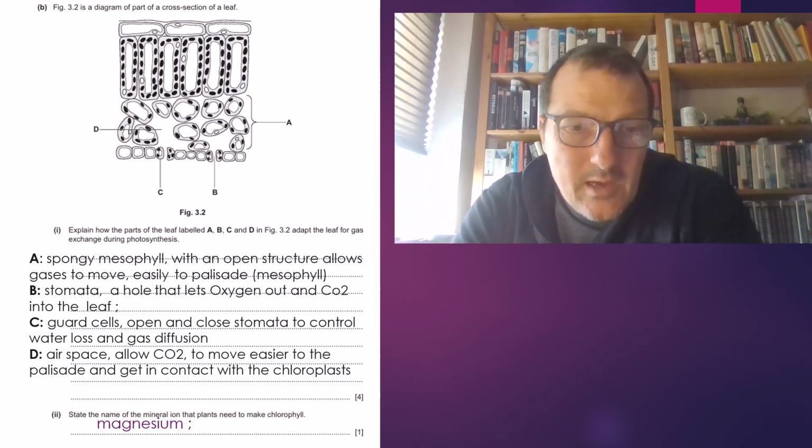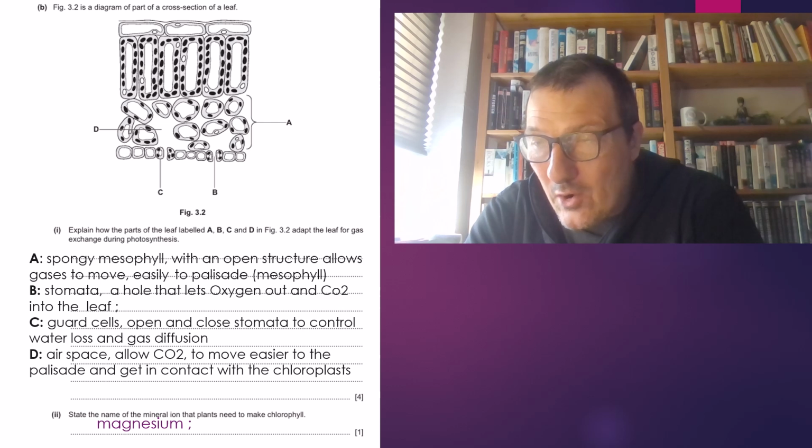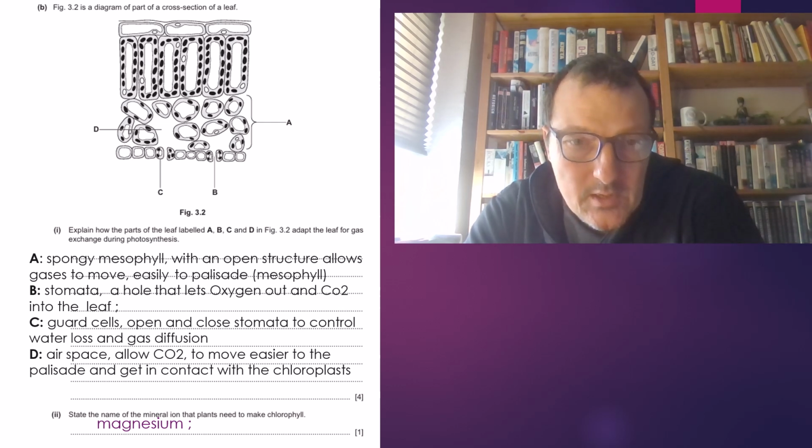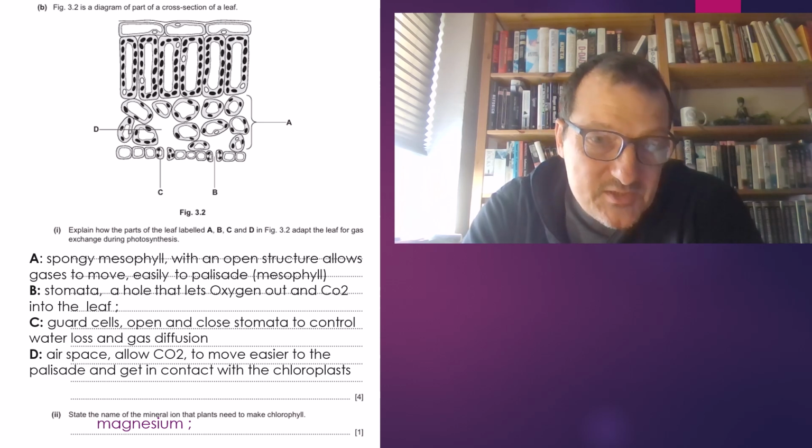So here I've chosen to name the structures as well, so you know what part of the syllabus we're doing. A is the spongy mesophyll. It has an open structure that allows gases to move easily to the palisade mesophyll. And with gases, it might be a good idea to say we look at oxygen here and CO2. B are stomata. It's a hole, so they let the oxygen out and let the CO2 into the leaf. C are the guard cells, which can open and close the stomata to control water loss and also gas diffusion, mainly oxygen out, CO2 in.